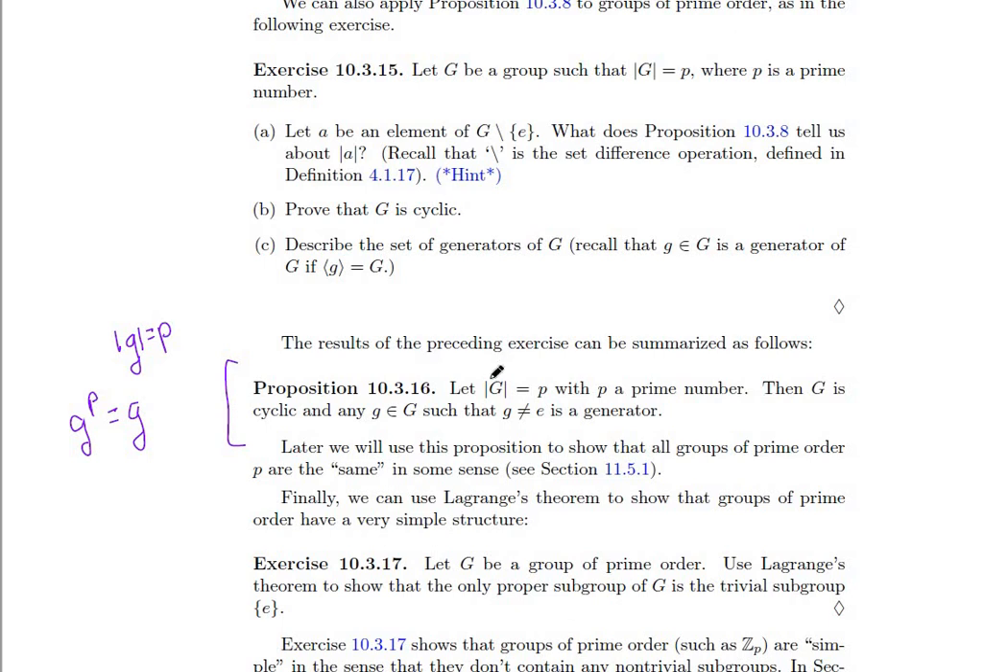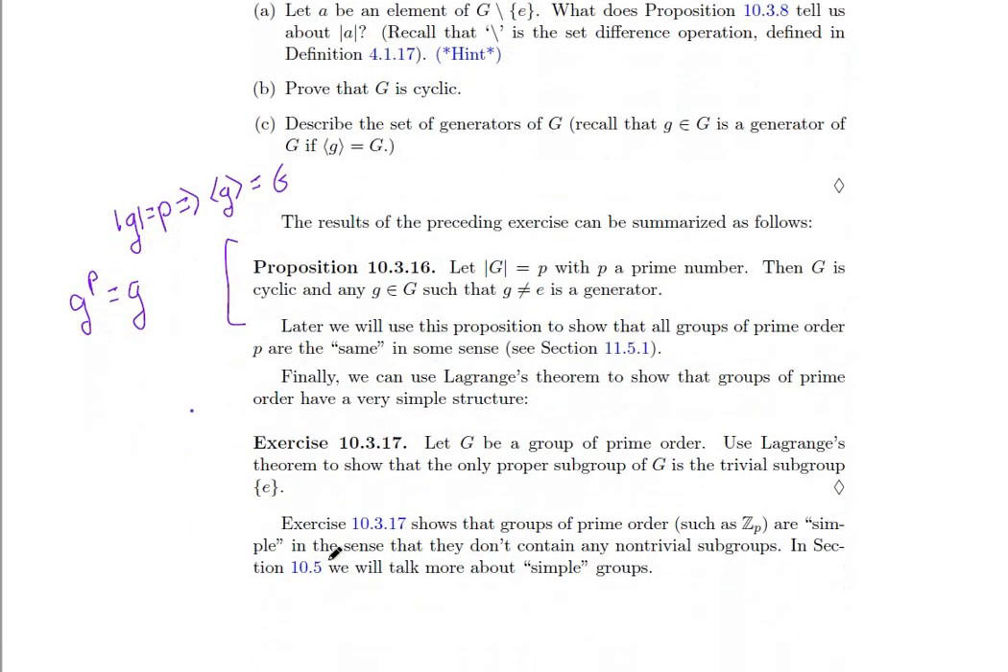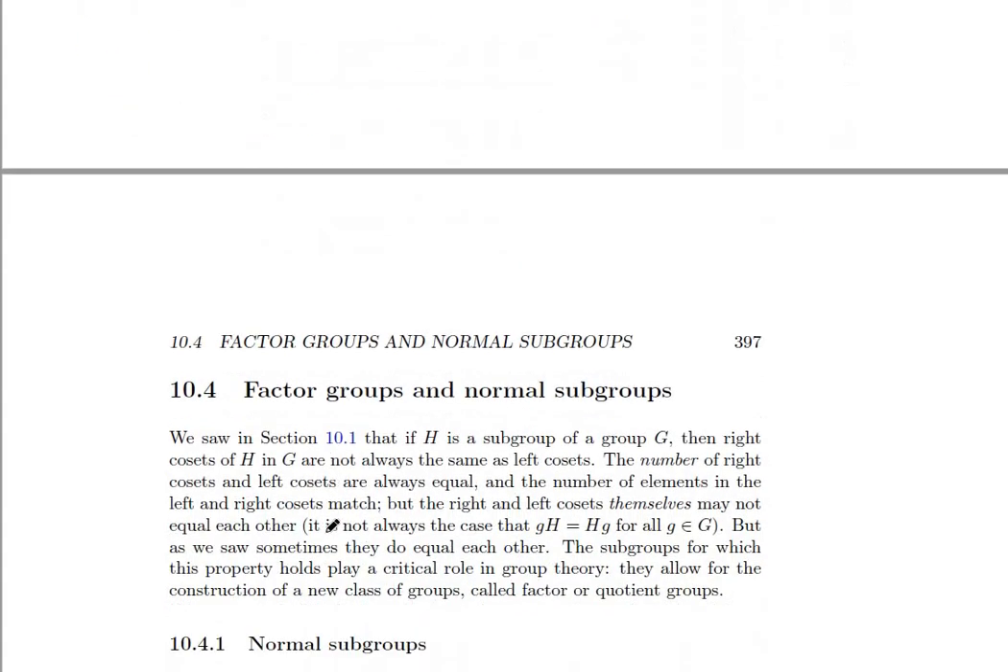If I have a group of prime order, no matter what element I take besides the identity, the order of that element is going to be equal to p, which is the order of the group. So that tells me that the group generated by g must be equal to all of G. That means G is cyclic and any element is a generator. Okay, let's stop there.